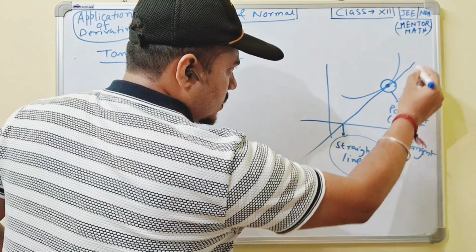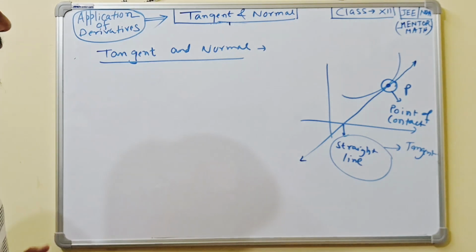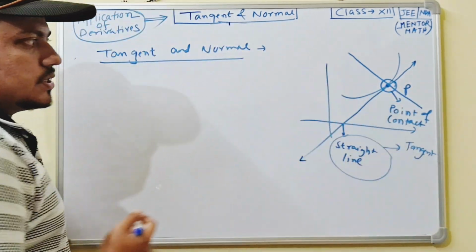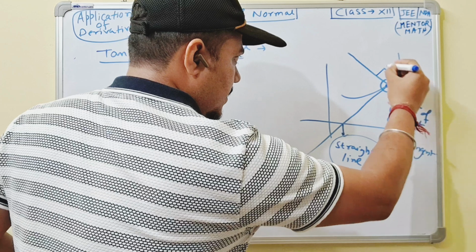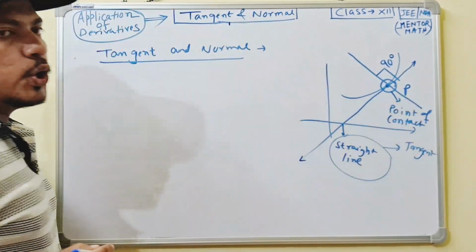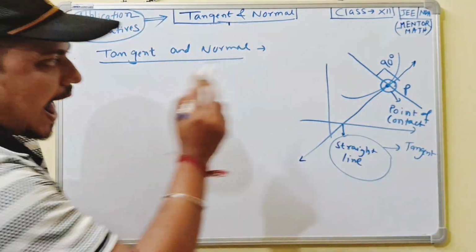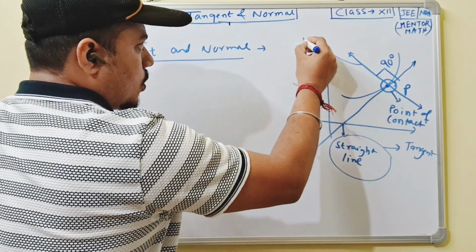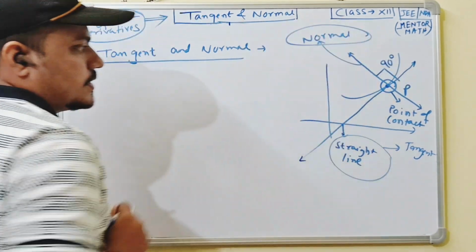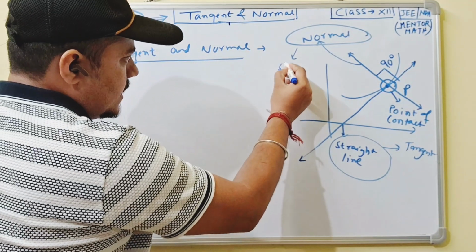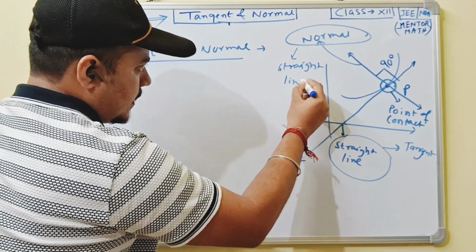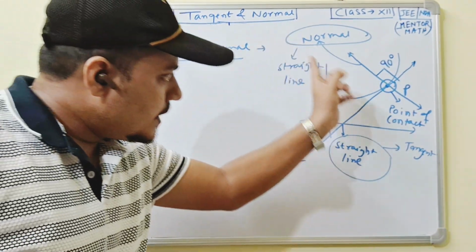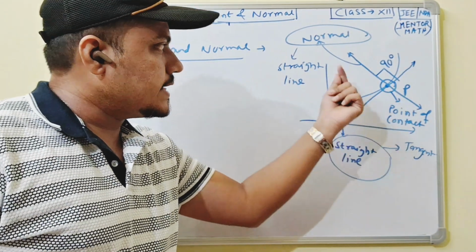Let us take it as P. So this line is called the tangent. And similarly, any other line which is perpendicular to that tangent, that is at 90 degrees, at the same point of contact, is called the normal. Very interesting. This normal is also a straight line. So look at this diagram. This line is called the tangent, and the perpendicular line on the tangent at the point of contact is called the normal.